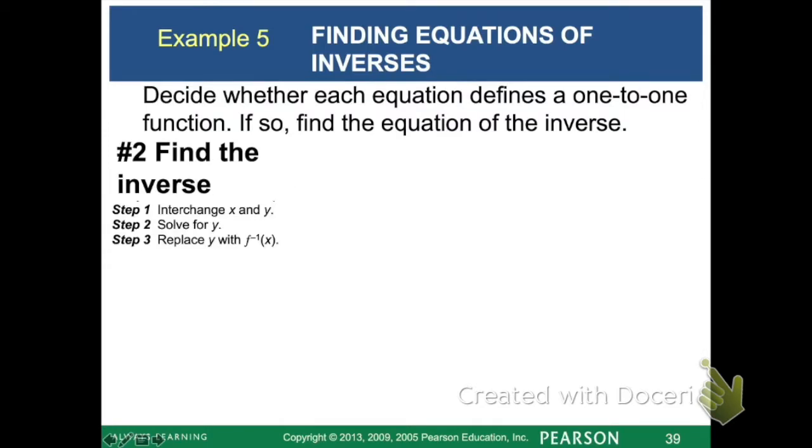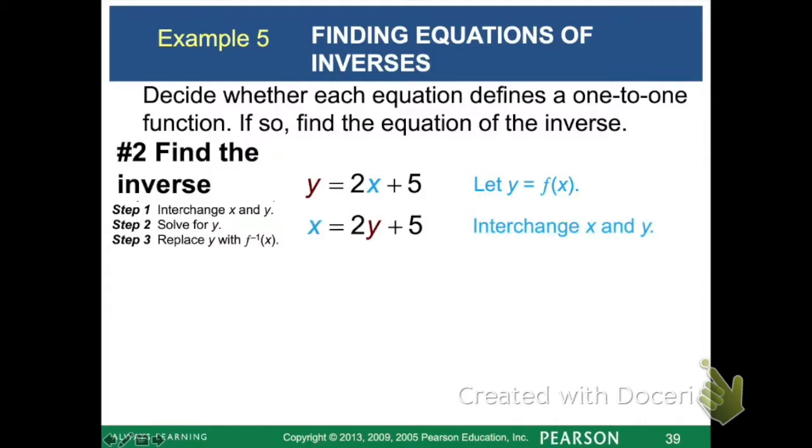In the next part, we're going to find our inverse function. I've put those 3 steps down here in case you need to look back at them. So first of all, instead of putting f of x equals 2x plus 5, I'm going to start with y equals 2x plus 5. And then I'm going to interchange my x and y. Notice the 2 didn't move with the x. I'm just flipping the letter x and the letter y.